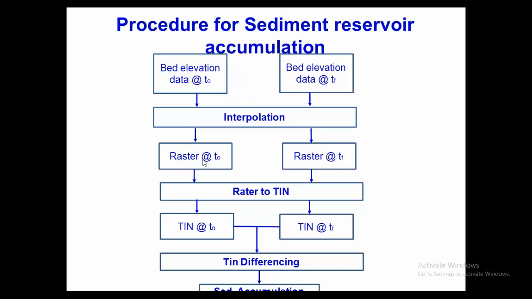So we'll have 2 time difference raster maps, and then finally we'll convert them into surface. That means a triangulated interconnected network, and then we'll have 2 time difference TINs, and then we'll have TIN differencing. From the TIN differencing results we can analyze whether there is sediment accumulation in the reservoir or not. So we will follow this procedure.